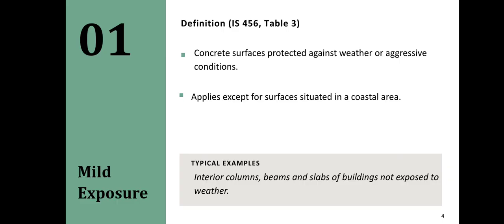Let us understand each exposure condition in detail. First one is mild exposure. This applies to concrete that is protected from weather and aggressive environmental conditions. These structures are generally located indoors and are not exposed to rain, moisture, or coastal conditions. Examples include interior beams, columns, and slabs of residential and office buildings. Since the environment is not aggressive, the durability requirements are comparatively less demanding.